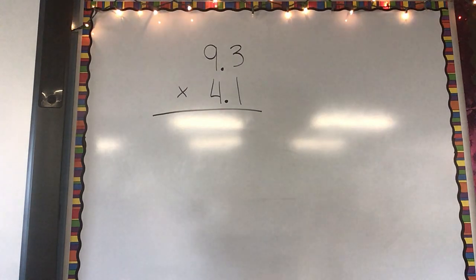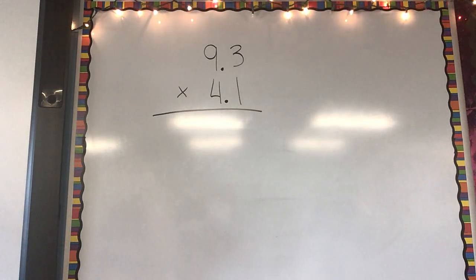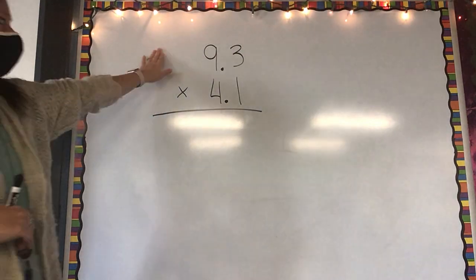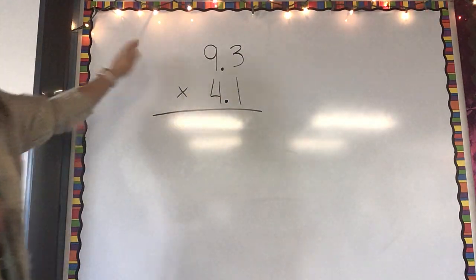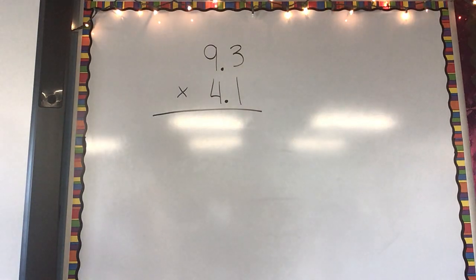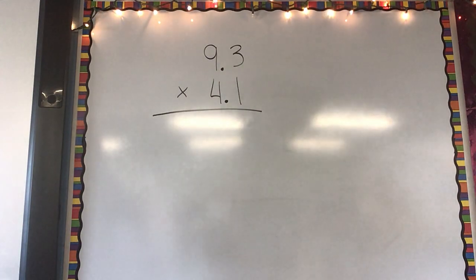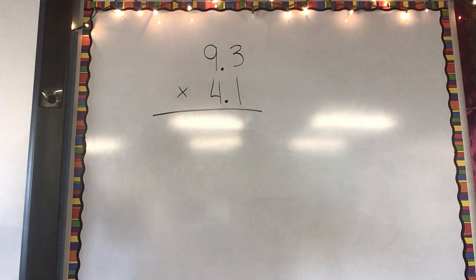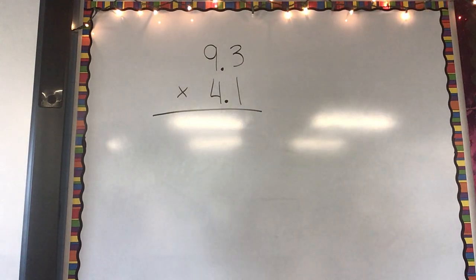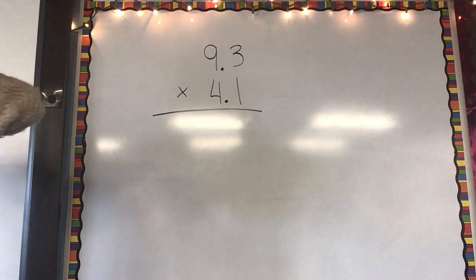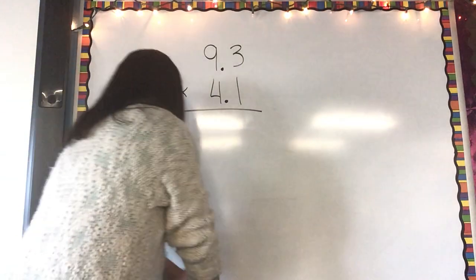Aiden? Line up your numbers like you usually do. Are my numbers lined up? Yep, so that step is done for us. What does step 2 say? Bradley? Multiply like you usually do. So let's go ahead and do some multiplying here.